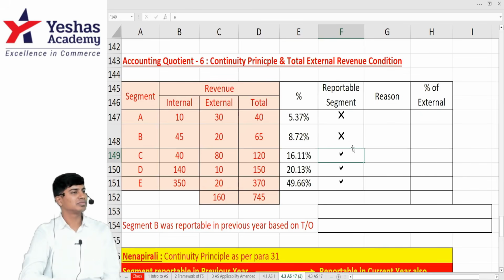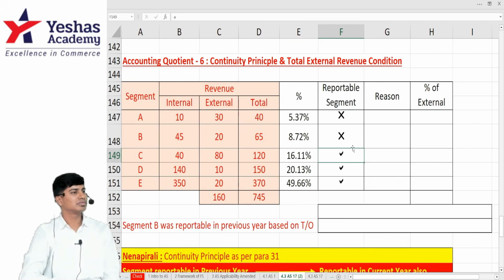How about segment D? 8 less than 10, 7 less than 10, 4 less than 10. Not reportable. But they've given one condition here. Segment D was reportable in the previous year. Is it reportable now? No. Sir, but it was reportable last year. It was reportable based on the continuity principle.